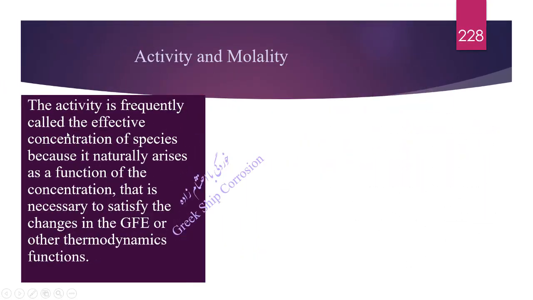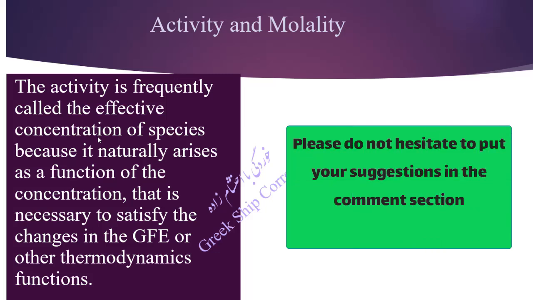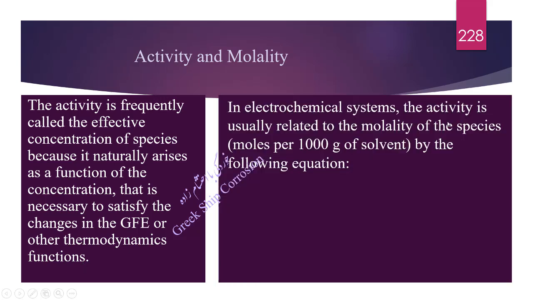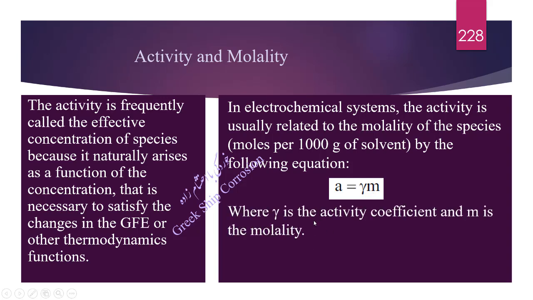Activity and molality. The activity is frequently called the effective concentration of species because it naturally arises as a function of the concentration that is necessary to satisfy the changes in the GFE or other thermodynamic functions. In electrochemical systems, the activity is usually related to the molality of the species, moles per 1000 grams of solvent, by the following equation. a equals gamma times m, where gamma is the activity coefficient and m is the molality.